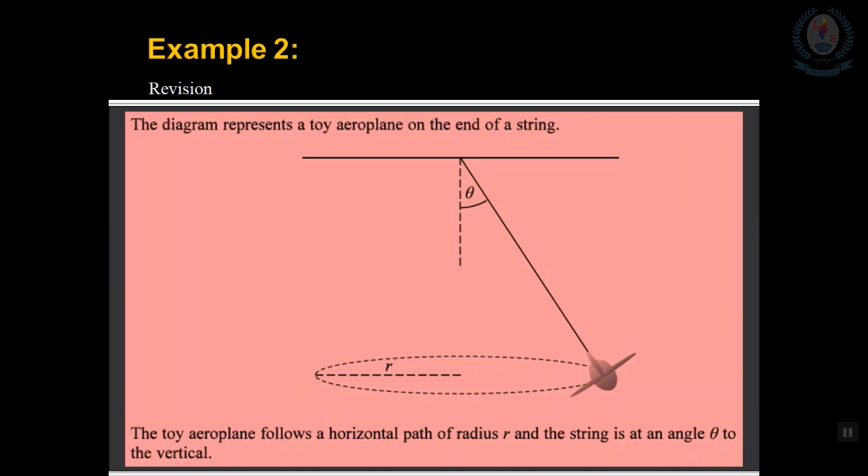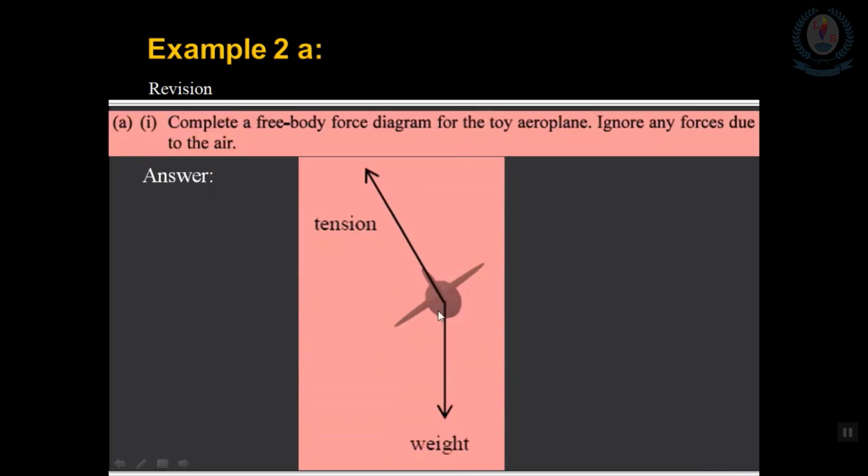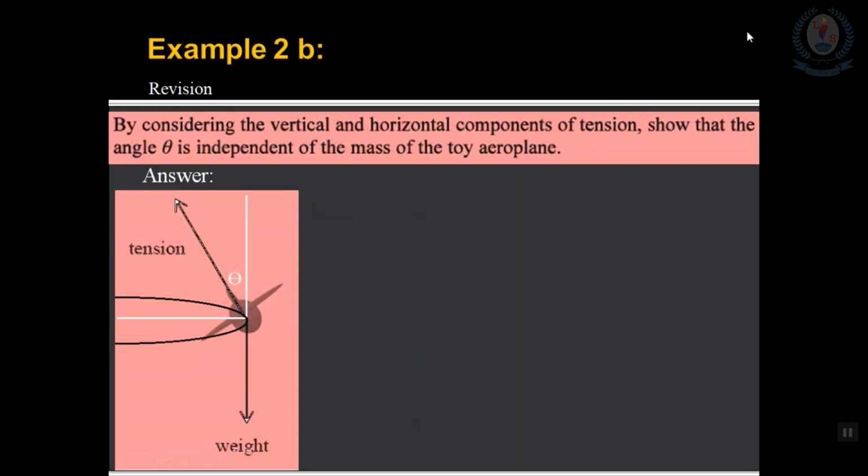Right. Now the next type of questions that can come under circular motion is a bit of an angular motion, but the circle is still here. What you see here is a toy aeroplane which follows a horizontal path of radius r, and the string is at an angle theta to the vertical. Complete the free body force diagram. Weight is there, tension is acting along the thread. By considering the vertical and horizontal components of tension, show that the angle theta is independent of mass.